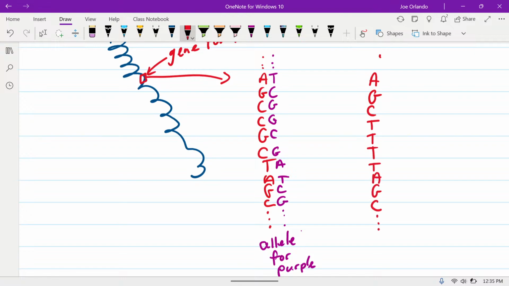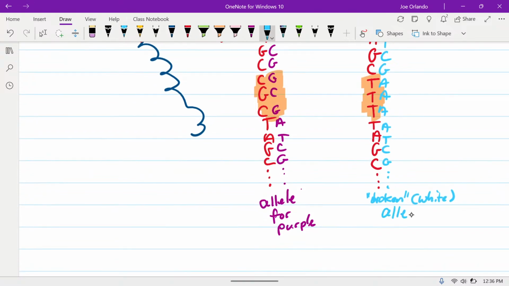And now if we look, this section of it here changed. Can you kind of see that? That was AGC, so then we said that there kind of changed. What would pair up with this, just so we can do it? T, C, G, A, T, C, G, dot, dot, dot, right? So this could just be a second version of the gene. This is the broken one, i.e., in this case, the white flowers allele of the same gene.